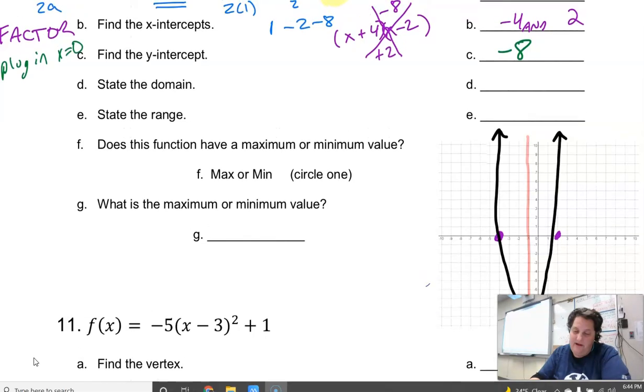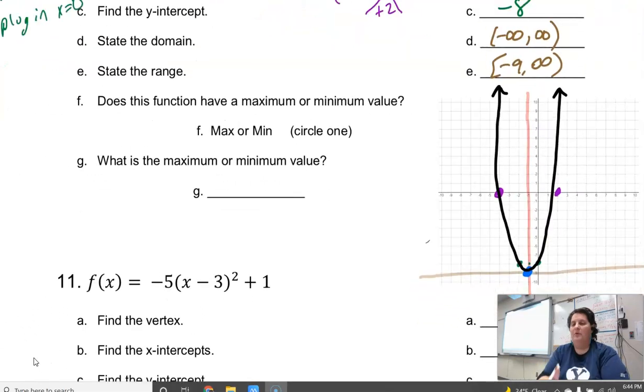Okay, once I draw my graph, let's answer these questions. All right, what is the domain of that graph? Well, you guys, every parabola, negative infinity to infinity. What is the range? Well, just look right here. The lowest it goes is negative 9. So this one's going to go bracket negative 9 to infinity.